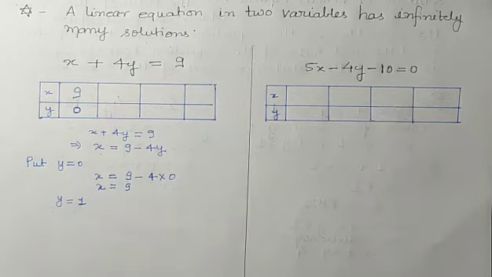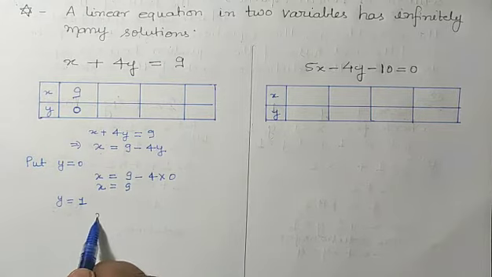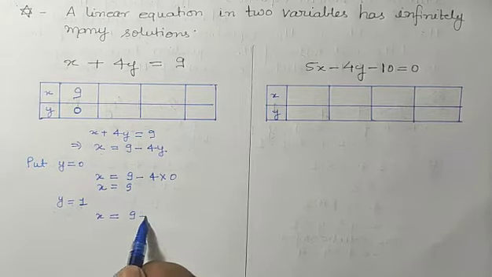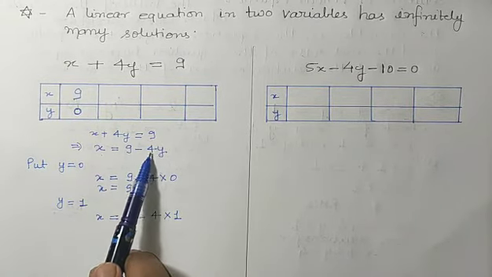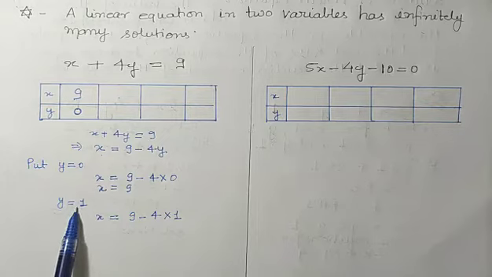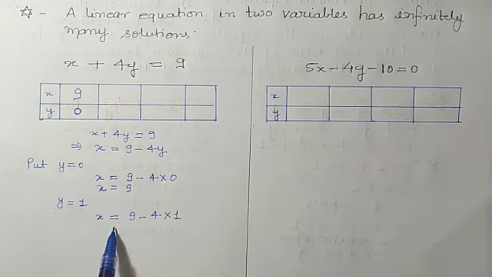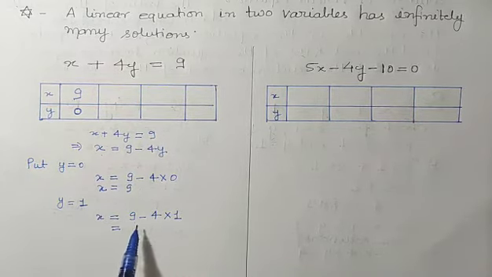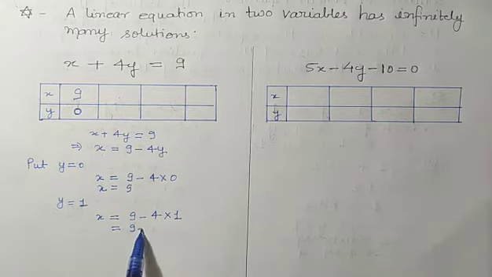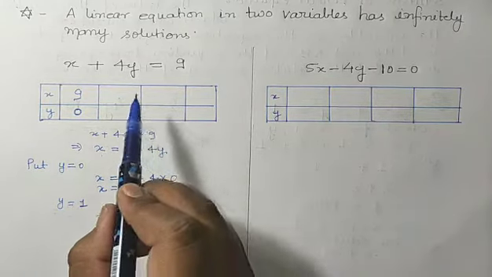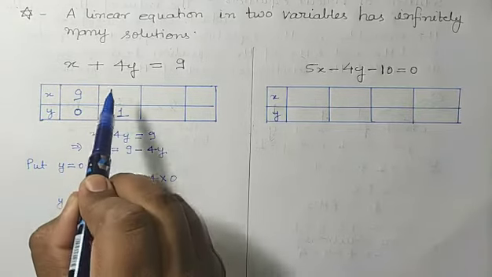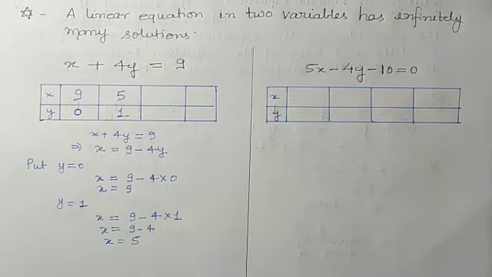So if we put y is equal to 1, then we get x is equal to 9 minus 4 into 1, because 4y is there, na? 9 minus 4y, and we are putting y is equal to 1, so we can write 9 minus 4 ones are 4, so it is 9 minus 4. So here x is equal to 5. So like this students, if we put y is equal to 1, we get x is equal to what? 5.